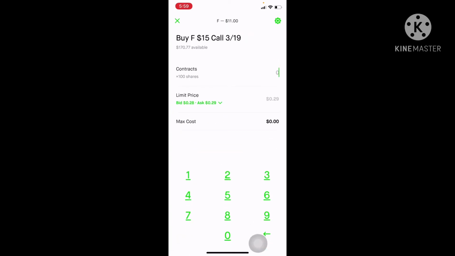So the $15 Ford call with the contract expiration of March 19th is going for 29 cents per share.